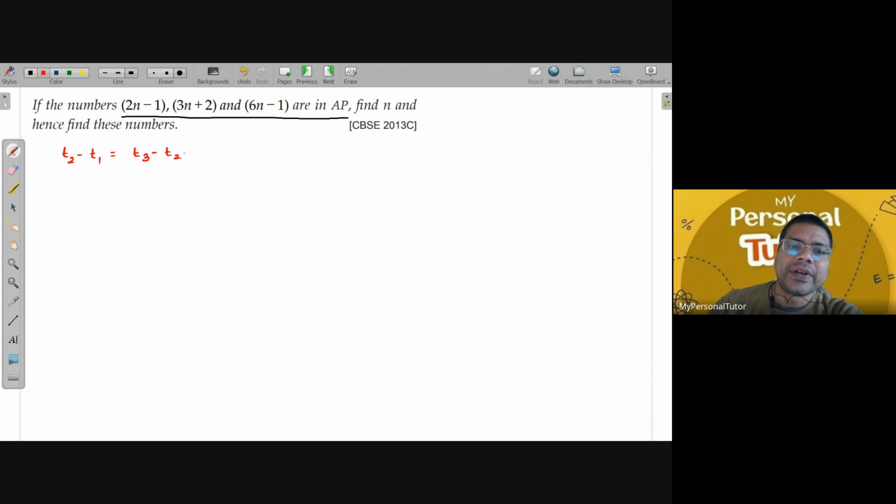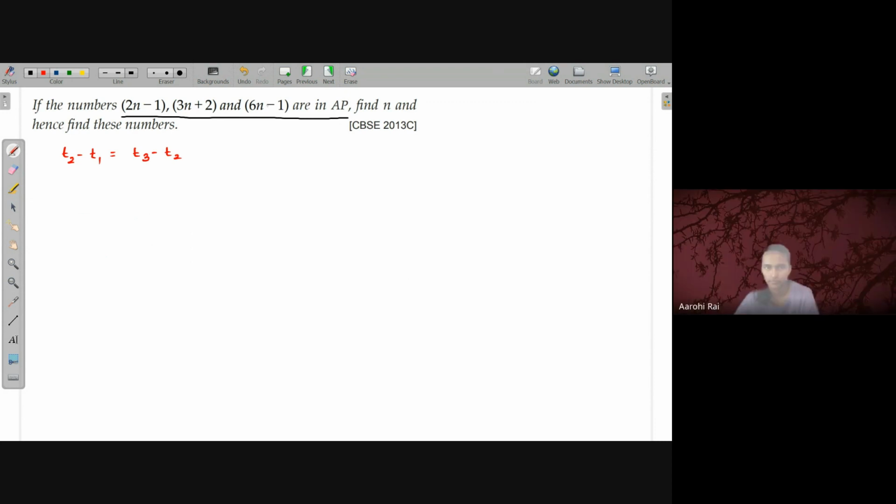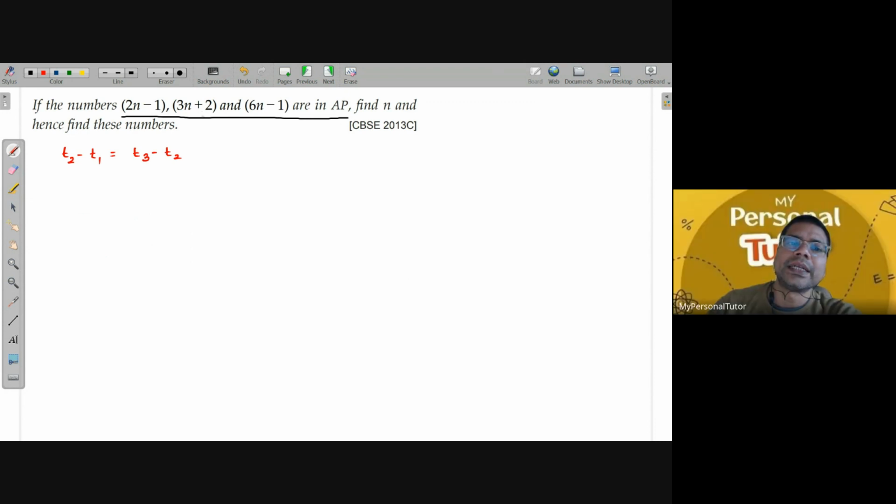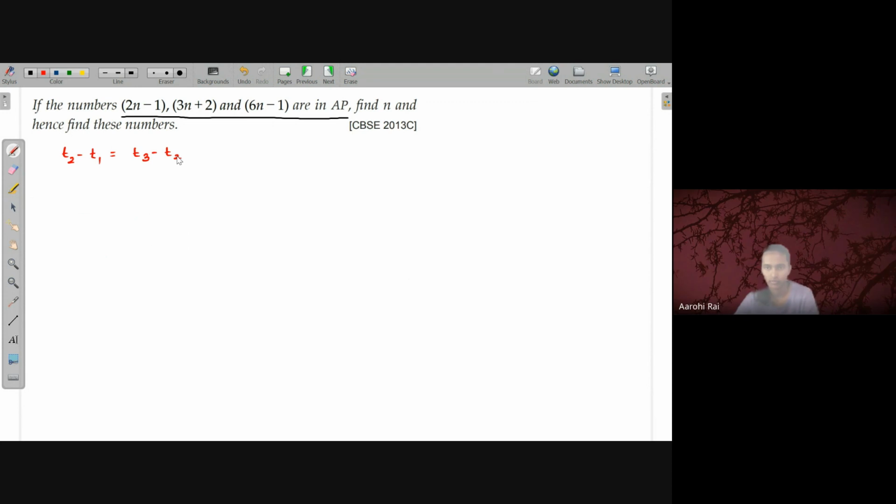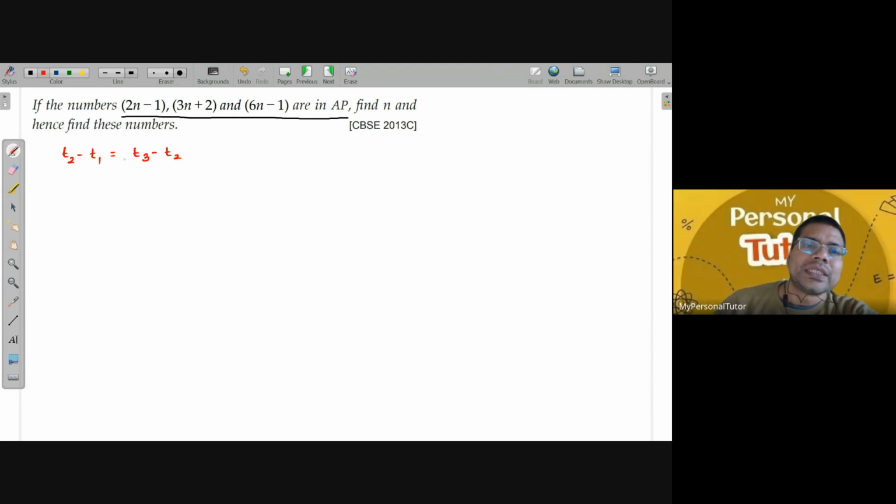See, when it is given to you, these three terms are in AP. What does it mean? It means that the common difference will be same. So how do you find the common difference? Second term minus first term, or you can do third term minus second term, right, Arohi? Yes. Second term minus first term will be same as third term minus second term. Why? Because in the question itself, it is given that it is arithmetic progression, right, Arohi? Yes, sir. All right. Now you can just substitute the value properly, taking care of the signs.